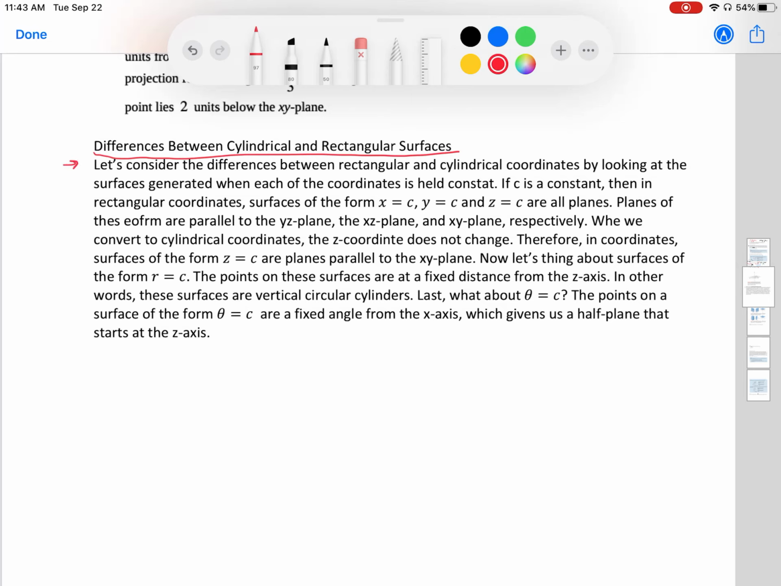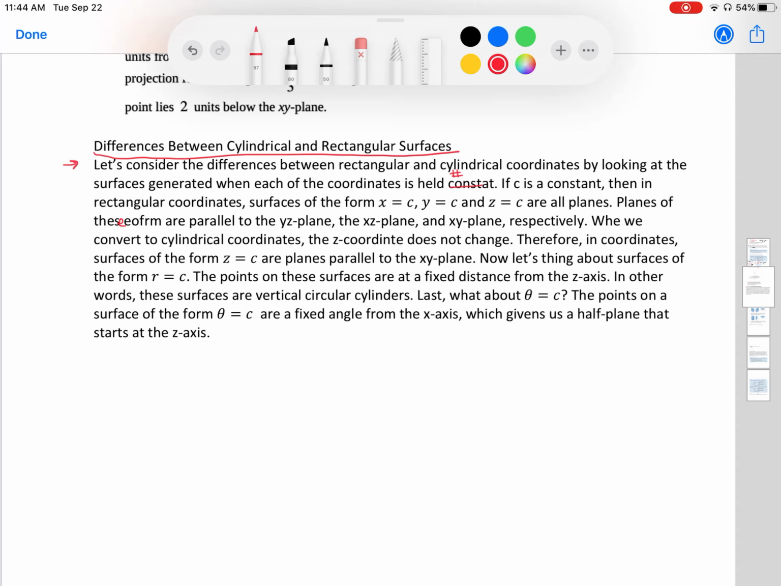Let's consider differences between rectangular and cylindrical coordinates by looking at the surface generated when each coordinate is held at a constant, any number. If c is a constant, then the rectangular coordinate surfaces of the form x equals c, y equals c, and z equals c are all planes. These planes are parallel to the yz plane, the xz plane, and the xy plane, respectively.